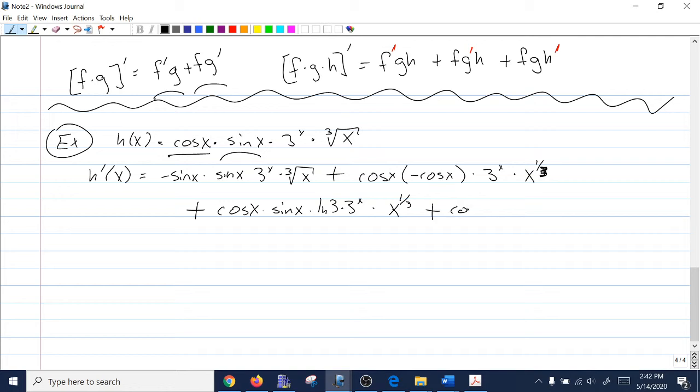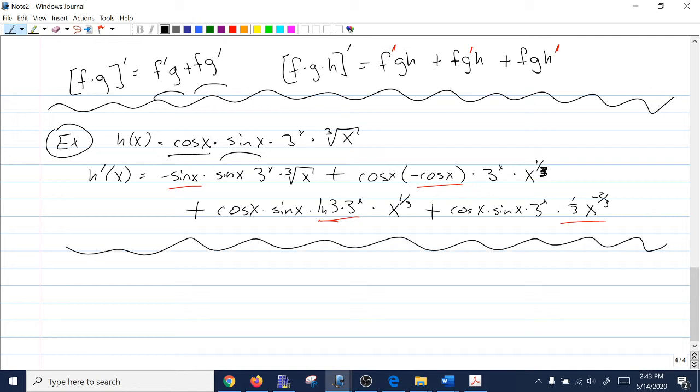Plus, leave the first one alone, leave the second one alone, leave the third one alone. Derivative of the last is 1/3 x to the negative 2/3. Everybody took a turn. And there's the derivative. 4 things added up, each of which is a quadruple product of all of the original things, except one guy got the derivative, and everybody took a turn being the guy who got the derivative. That's the product rule.